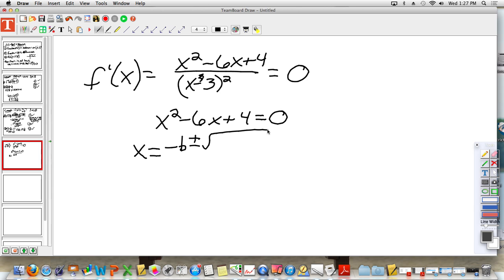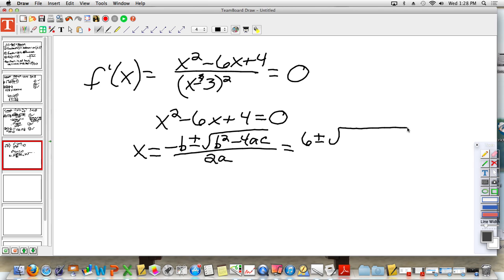Negative b plus or minus the square root of b squared. You guys, this should be refreshing after all the stuff you guys have been doing. What is the opposite of b? What's the opposite of b? 6. Plus or minus the square root of.